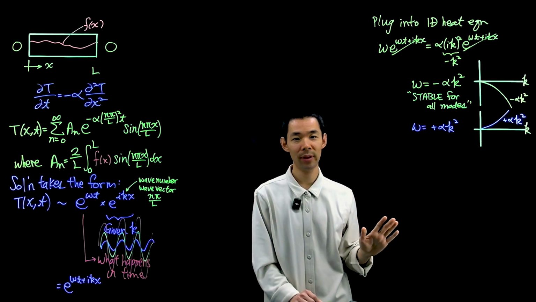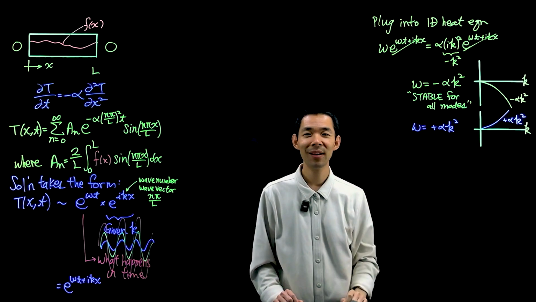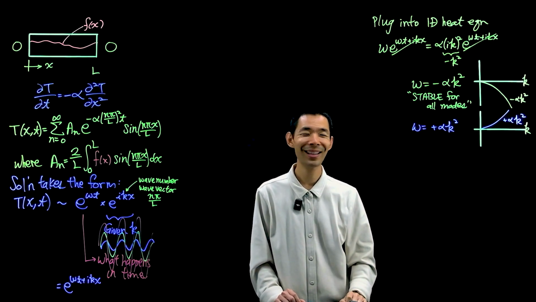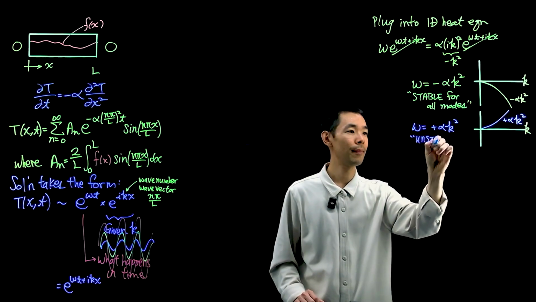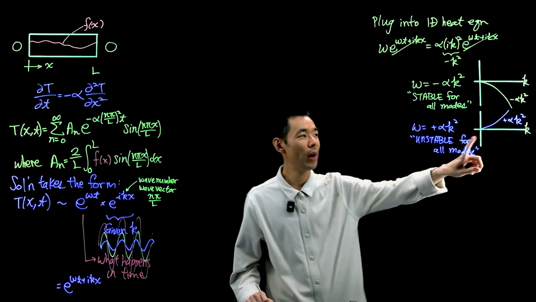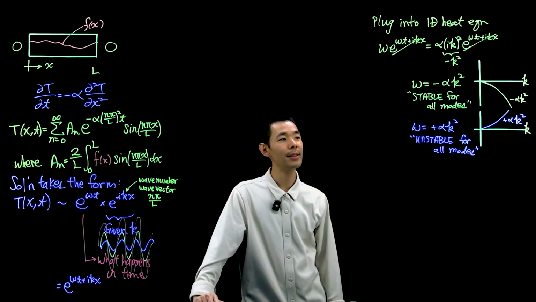It's unconditionally stable. In contrast, when we have a negative diffusion coefficient, then we have an unstable problem for all modes. And you just saw that for whatever mode we put in there, it's going to diverge exponentially quickly. That is unstable.